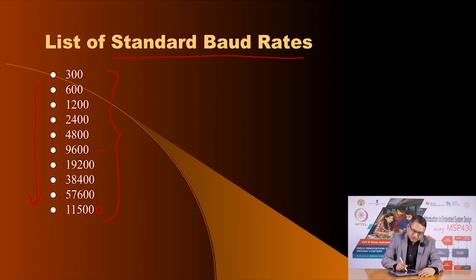These are the standard baud rates that are available. If I say 9600 bits per second, that means each bit is going to last for this duration. The value of bit time is equal to 1 by the bit rate. So, it is 9600, and in this case this becomes 104 microseconds.